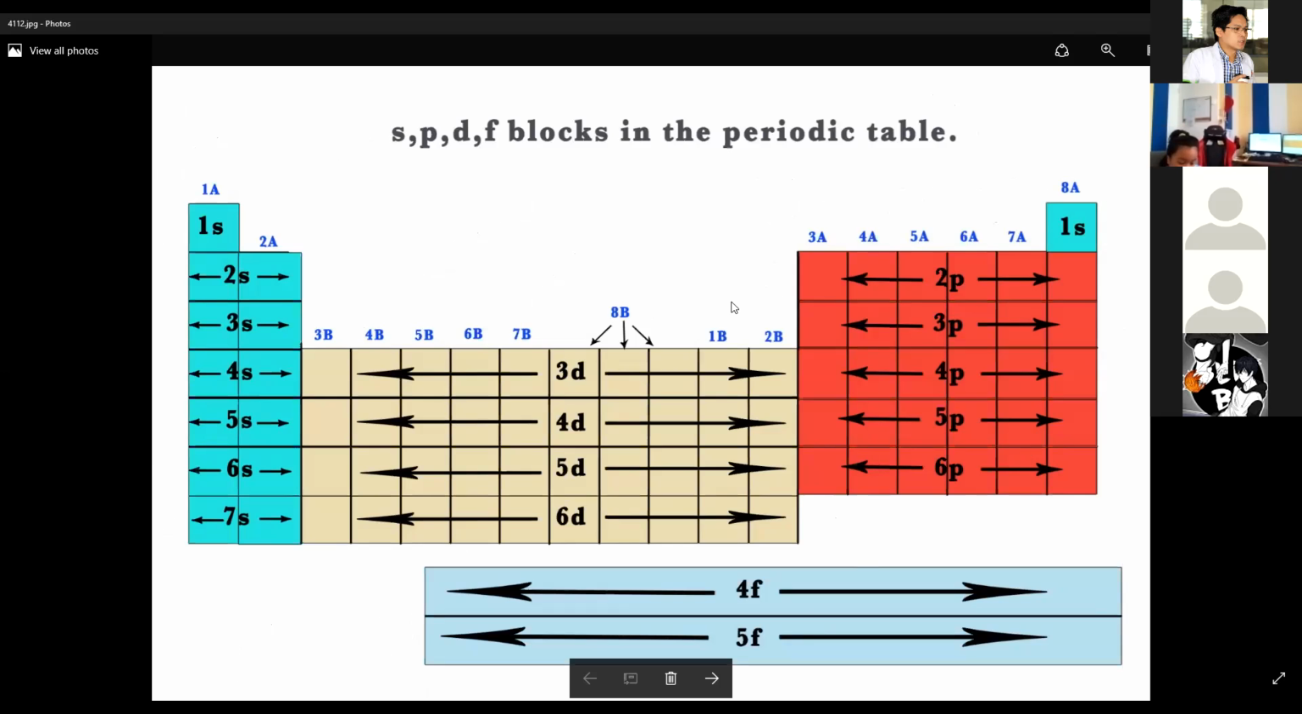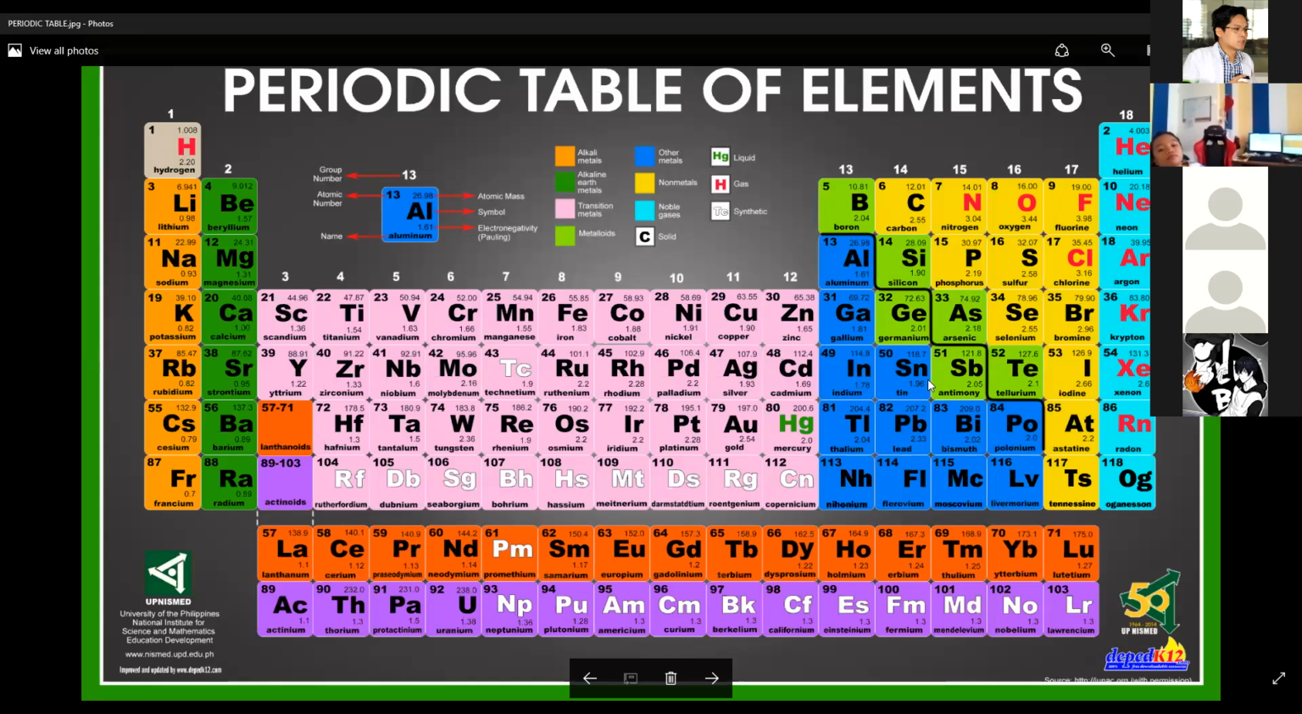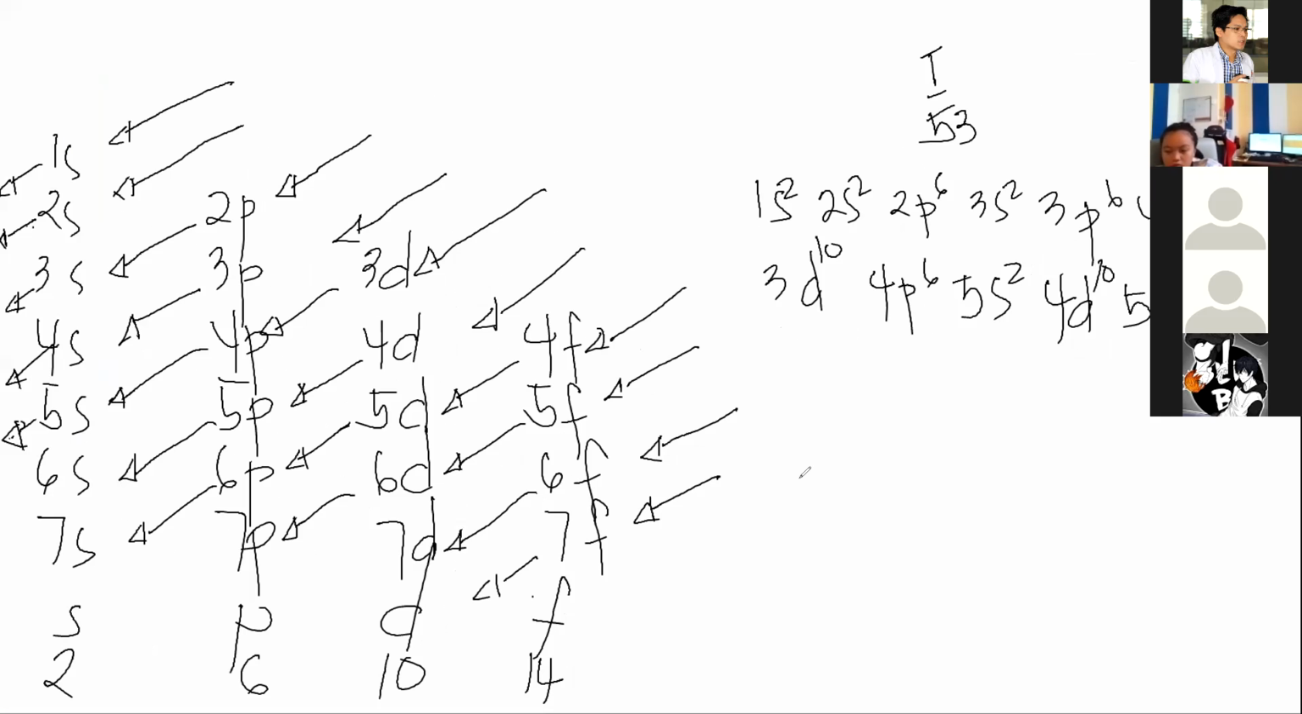Take a look at your periodic table. 1, 2, 3, 4, 5. Group 7A. Okay, it's correct. Any questions so far with electronic configuration before we continue? No, sir. Any clarifications? No, sir. Hopefully, you really understand the concept of electronic configuration. Let's continue with the discussion.